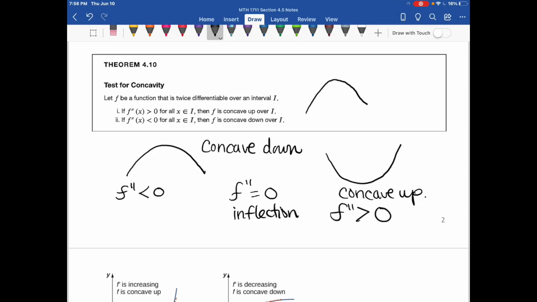So here's an example. So if you look up here in the box, I'll draw you a picture. Here's a graph that looks like a cubic.